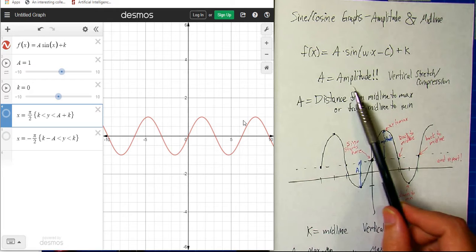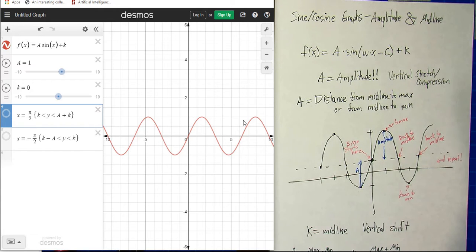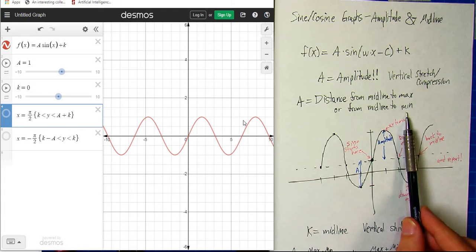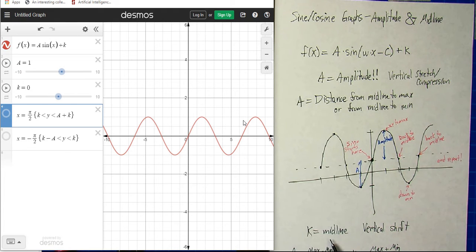A is the amplitude, and I thought that needed a couple exclamation points. It just seems like that kind of morning. That is the vertical stretch or compression. A is going to be the distance from the midline to the max or from the midline to the min. K is the midline, which is your vertical shift up or down. So if K is plus 2, it's shifted up 2. If it's minus 2, it's down 2. That's exactly how that works.